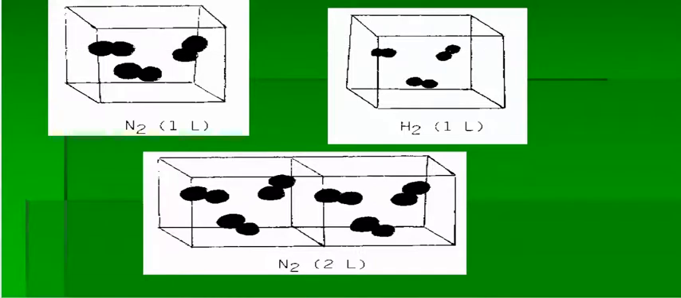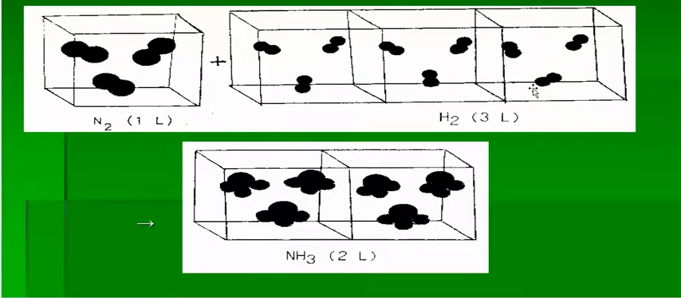I have 1 liter of N2 gas. Well, 1 liter of N2 gas, just to make it simple, contains 3 molecules of N2. If I have 1 liter of H2 gas under identical conditions of pressure and temperature, it would also contain 3 molecules of H2. So 1 liter of any gas would contain 3 molecules. Again, I'm just trying to make that simple. 3 molecules apiece.